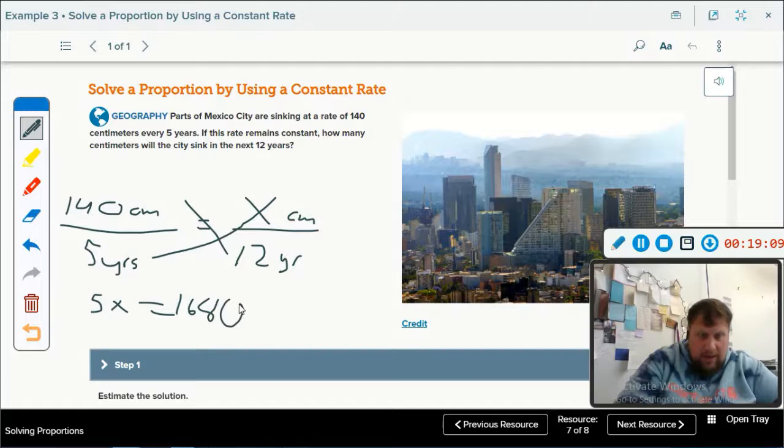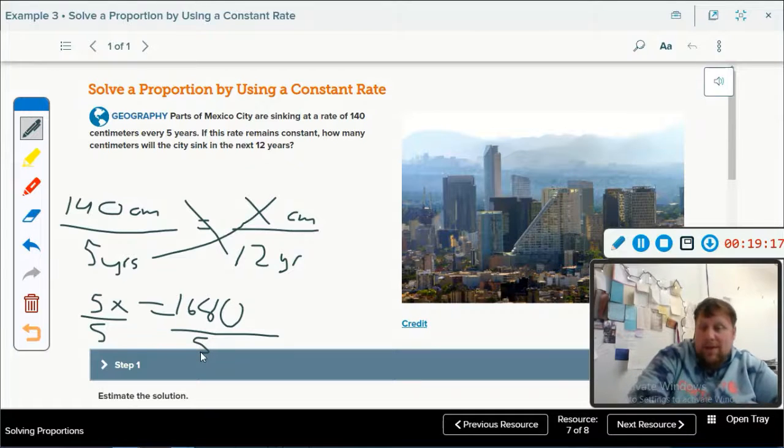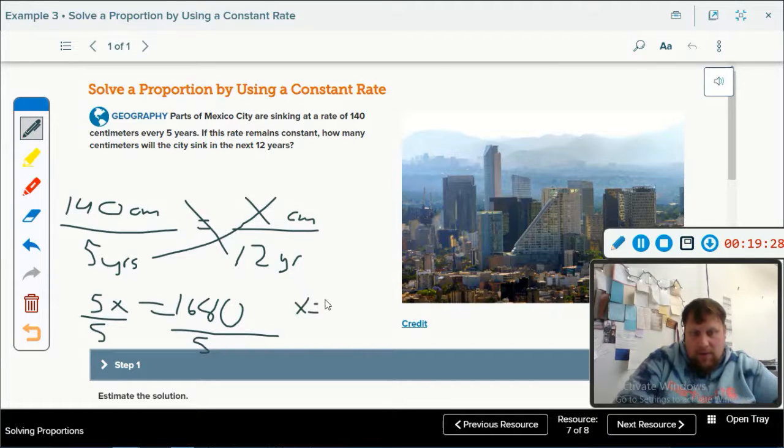1,680. Ooh, it ends in a 0, so I know this is going to come out nice. Because when you divide by 5, it goes into anything that ends in 5 or 0. Except for 0, I guess that is true. So, what's 1680 divided by 5? It's 336. So, x equals 336. 336 what? Centimeters. We need to write a word answer, right?